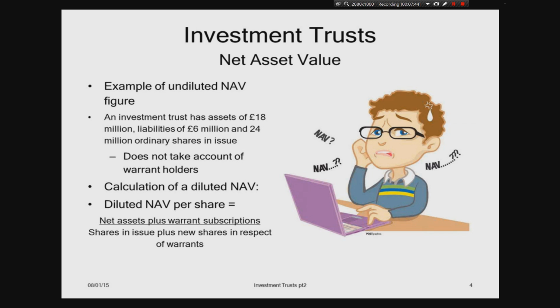The formula for calculation for the diluted net asset value you can see on the screen. Again, for those who are new to this, the slides will obviously help. You don't have to take everything in all in one go. But if you want the diluted, you have the net assets, which is assets less liabilities, plus the warrant subscriptions, divided by the shares in issue, plus the new shares which would become available should the warrant holders take up their options.